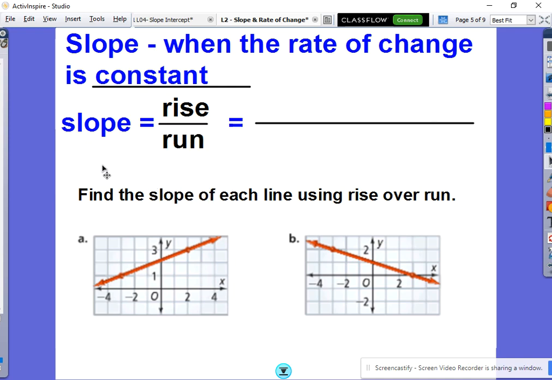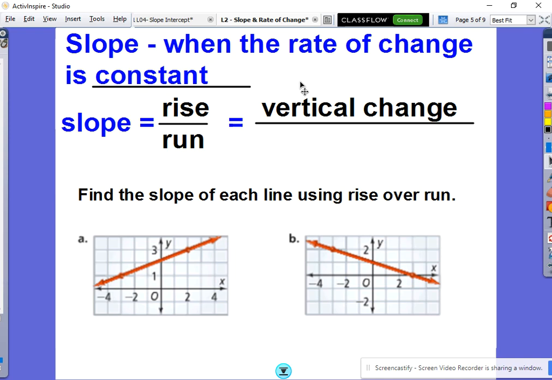The rise divided by the run. What I mean by that is, rise is going up and down on the graph. If it's up and down on the graph, what we mean is that's the vertical change. Going up and down is your vertical change.